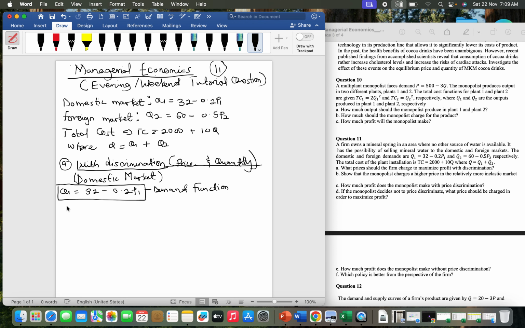So you always have to make price the subject. So you're making price the subject with this variable 0.2 P1. I'll move it to the left hand side. It becomes positive 0.2 P1 is equal to 32. You move the Q1, minus Q1.